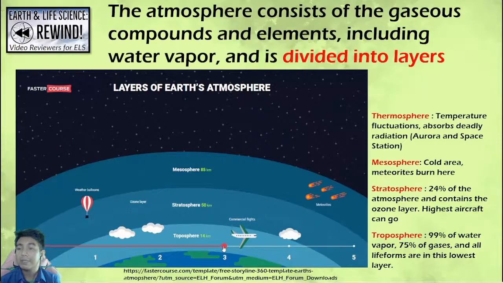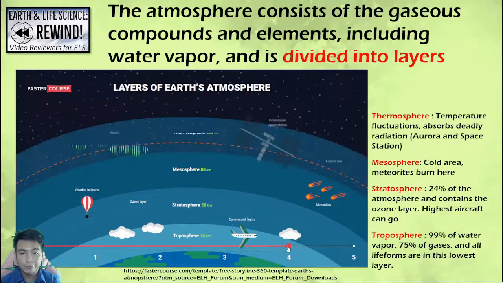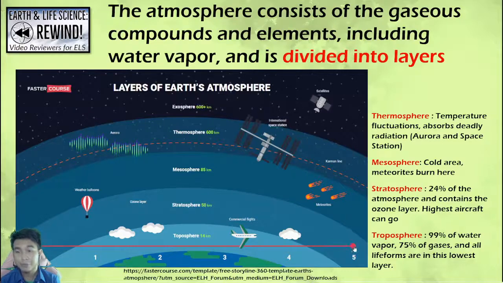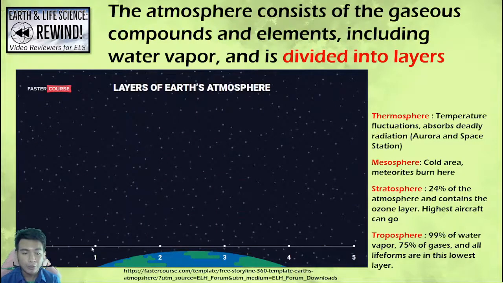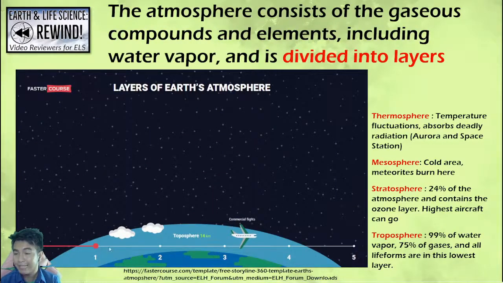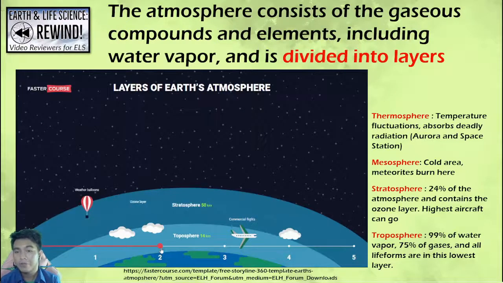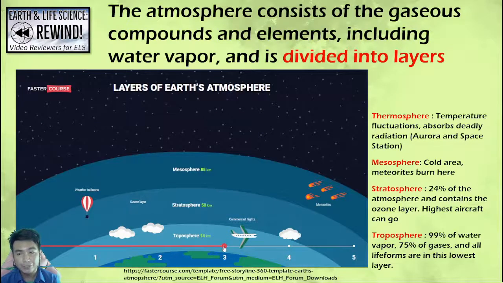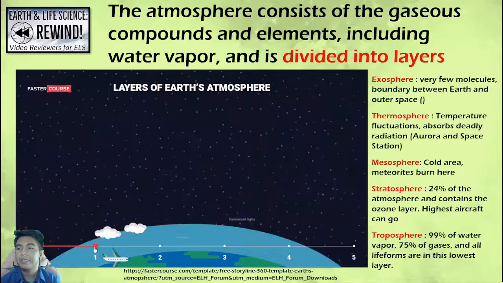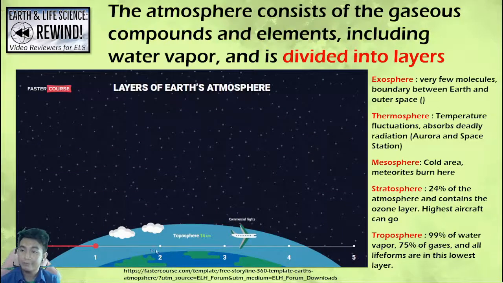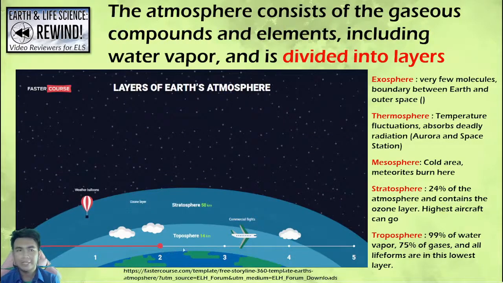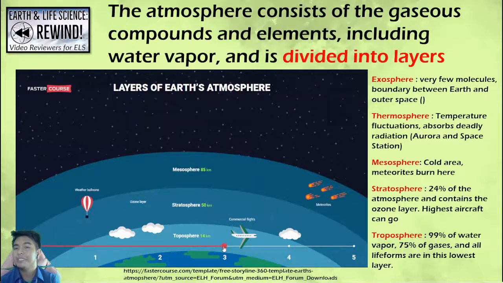Thermosphere is characterized by its temperature fluctuations, and it absorbs deadly radiation. The aurora borealis and aurora australis actually happen in this part of the atmosphere. The space station is also docked in this part. And last but not the least, exosphere, with very few molecules, and it's almost the outer space actually.